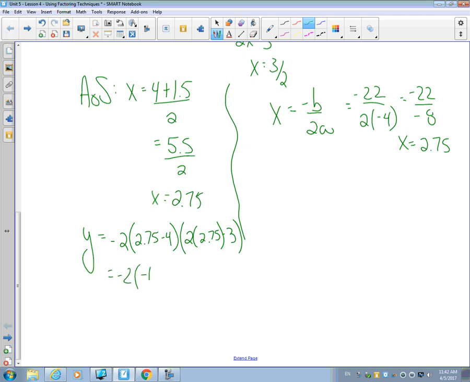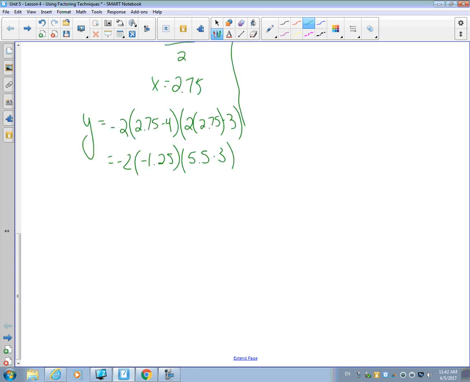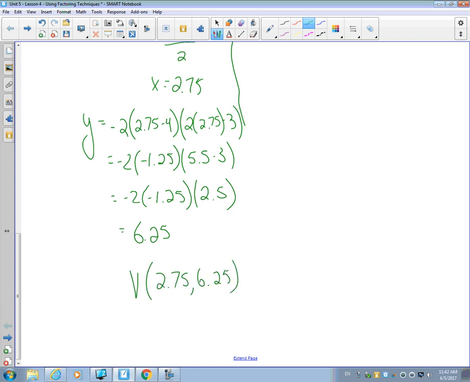I get -1.25, and then I'll get 5.5 minus 3. This way works just fine. It's a little time consuming, maybe a little bit, not too difficult though. And then I have to multiply this all together. So 2 times 1.25 times 2.5 gives me 6.25. So my vertex is 2.75 and 6.25.